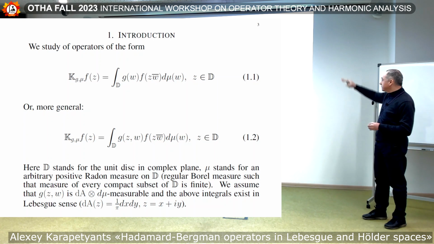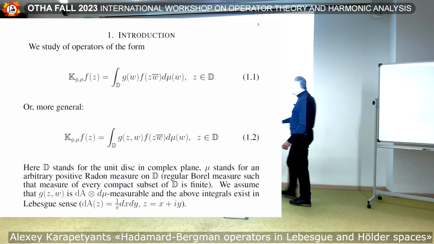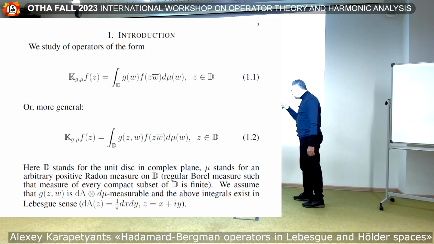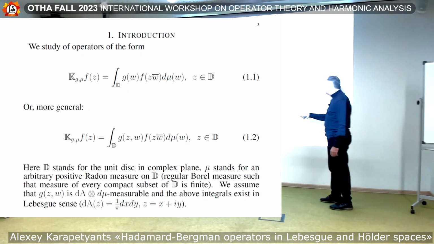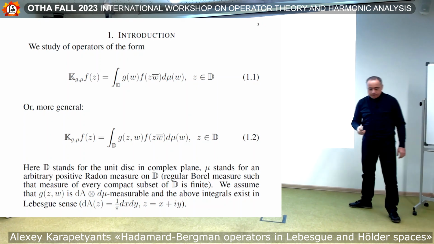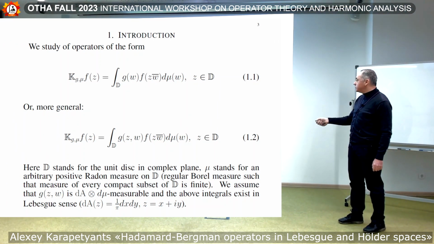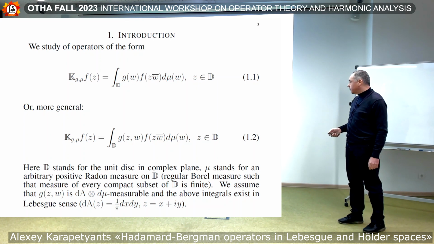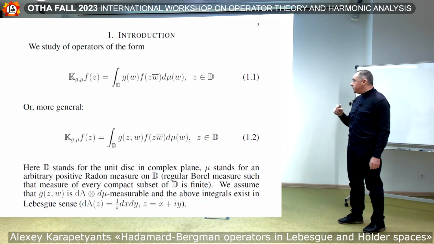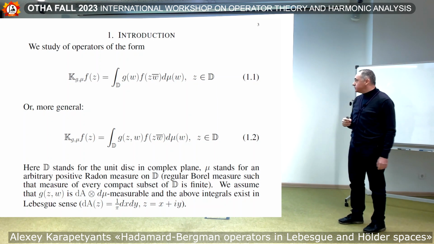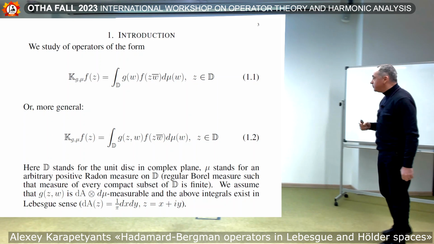As you can see, there is a difference between these two operators, that you can have here variable w, and here variable z, like so. Basically, I will call this Hadamard-Berman operator, and this one would be variable Hadamard-Berman operator. Okay, they are of interest in their own right, each of these operators.